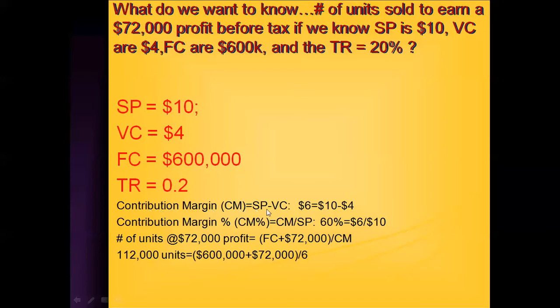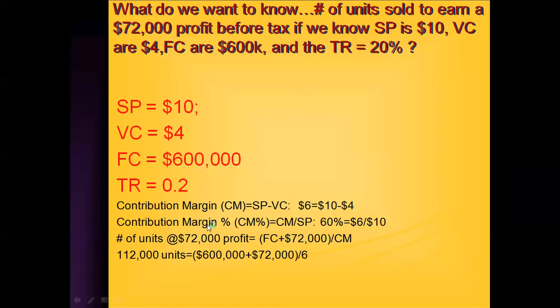Contribution margin, as you will remember, equals selling price minus variable cost. So in this case, contribution margin would be $6. Contribution margin percent would be contribution margin over selling price, and in this particular case, that would be 60%. The math is relatively straightforward here, 6 over $10.